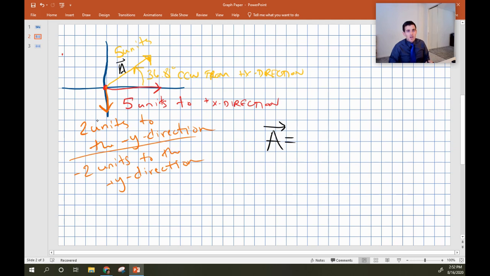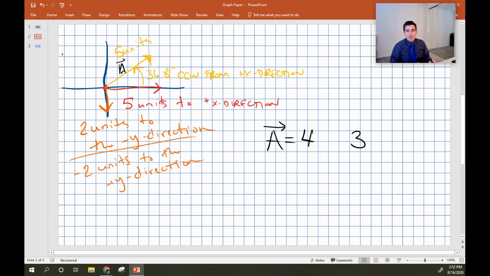But then to describe it in a much more compact way than having to write 5 units, 36.81 degrees counterclockwise from the x direction, which would take us a lot of time, we can describe it by describing how far over it goes in the x direction. That's 1, 2, 3, 4. That would be 4 units in the x direction, and how far up it goes in the y direction. 1, 2, 3. Okay, 4 and 3, that's not good enough. A does not equal 43.